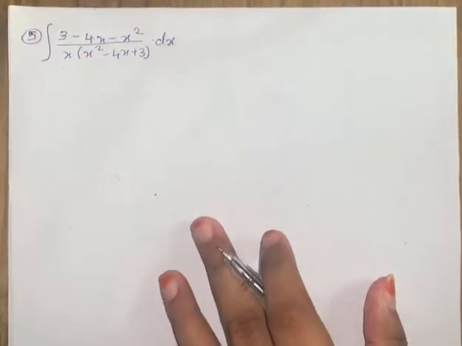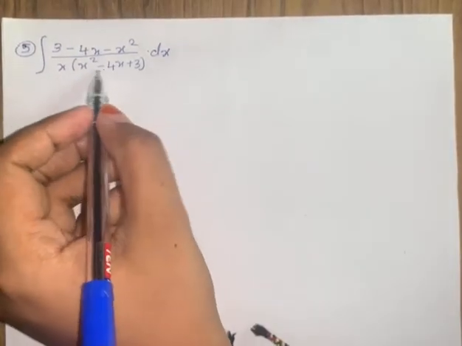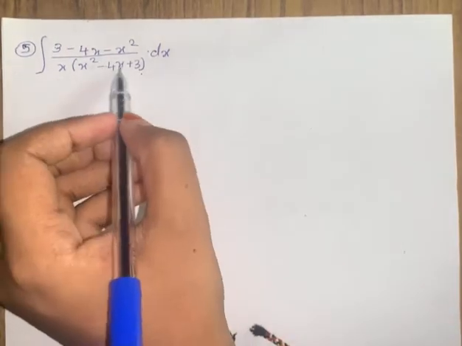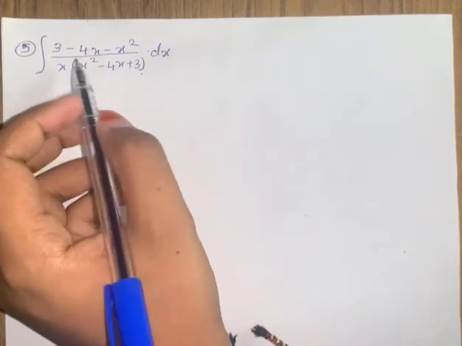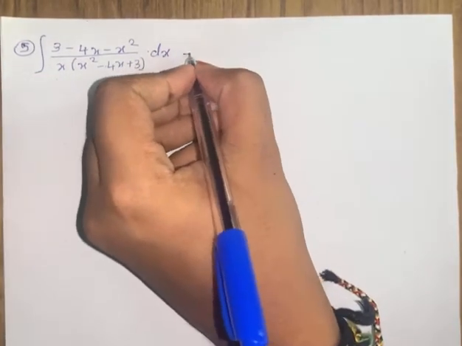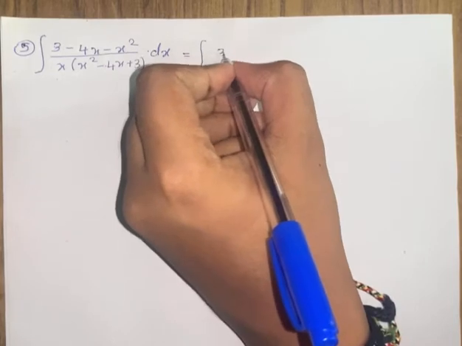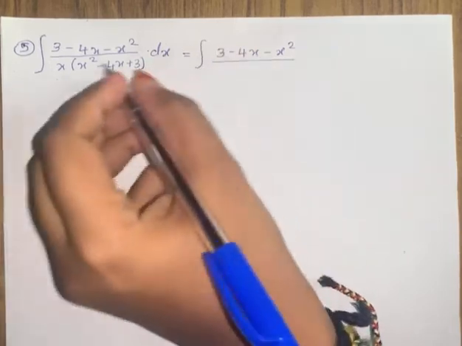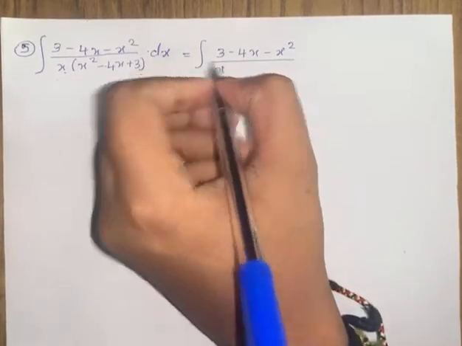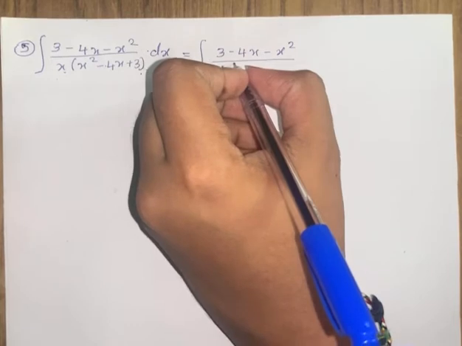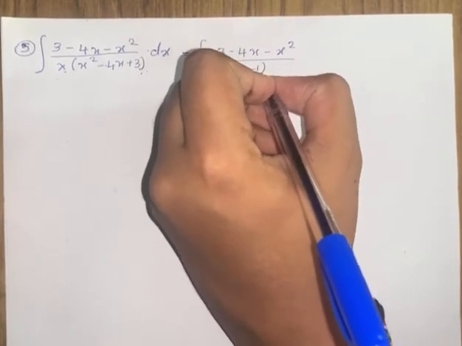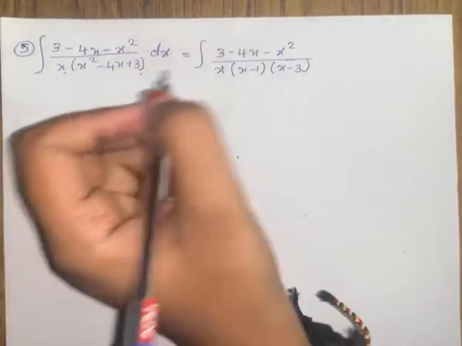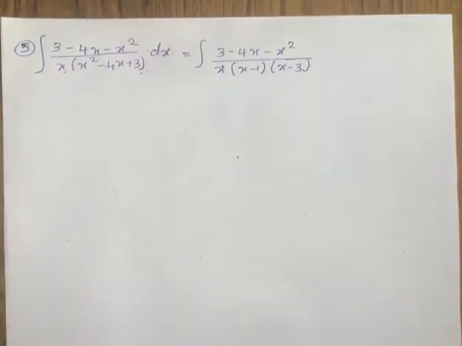This is our question number 5. Here you can see the denominator has already been factorized, but the second part can be factorized. So first we have to factorize and write that. If we factorize, we will get x in the denominator, and if we factorize x squared minus 4x plus 3, it will be x minus 1 and x minus 3 with respect to dx.